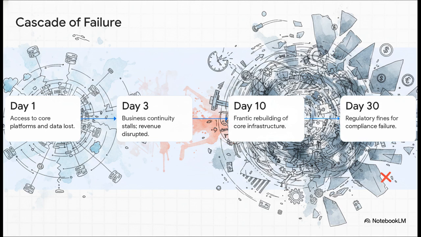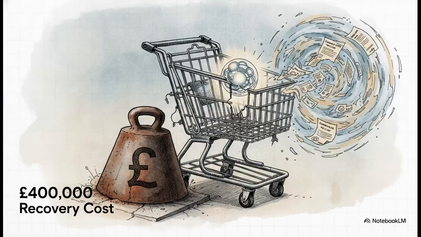By day 3, business continuity completely stalls, and your revenue is severely disrupted. Hit day 10, and you're locked into a frantic, incredibly expensive scramble to rebuild your core infrastructure from scratch. And by day 30, now you're getting hit with regulatory fines for failing IT outsourcing compliance. Because you don't own the infrastructure, when your supplier fails, you fail. To put a real price tag on this risk, consider this.